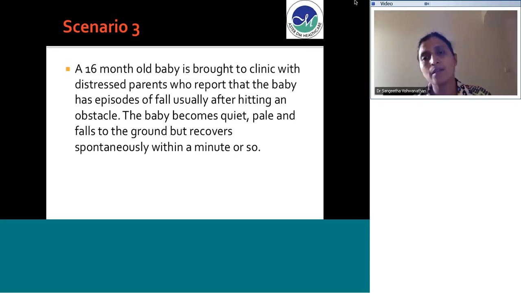Okay, this is a type of breath holding spell, not really an atonic seizure. Basically, the child has these episodes of falling after hitting against something. So this is what is called a pallid breath holding spell, but actually it's otherwise called reflex anoxic seizure.